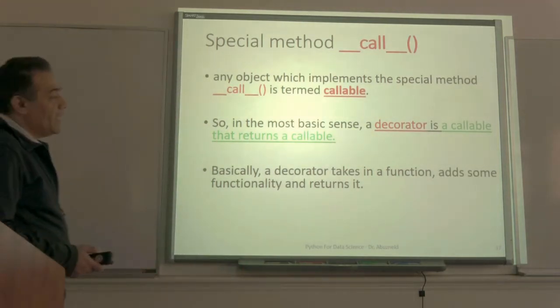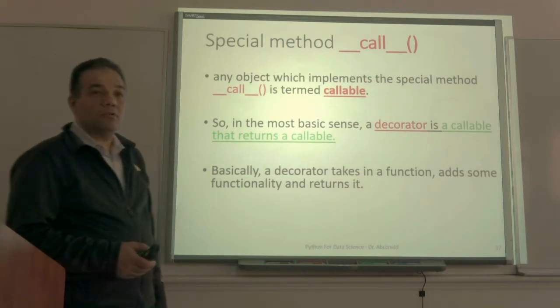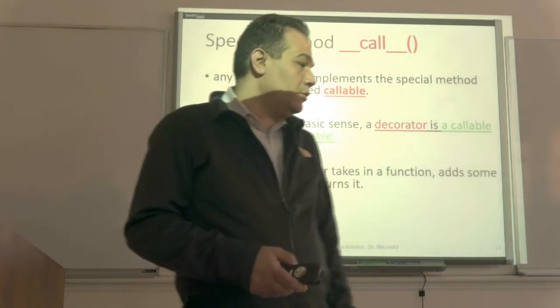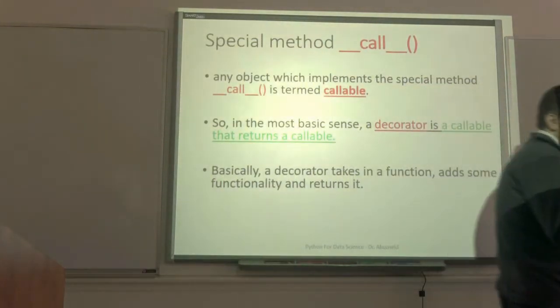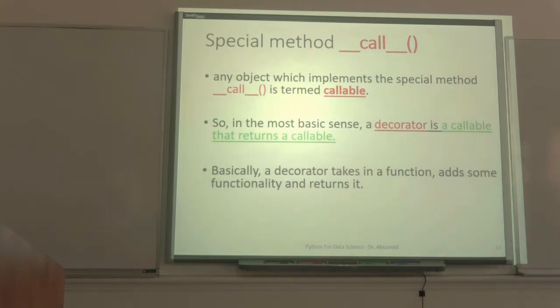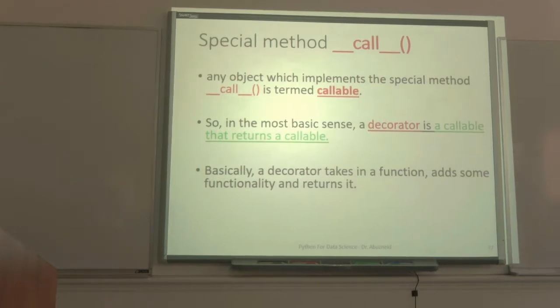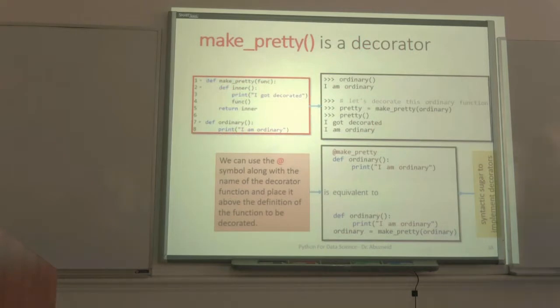So basically, the decorator takes in a function, adds some functionality, and returns it. Decoration, right? So you take a function, you decorate it a little bit, and you return another function. Make sense? An example will make it more clear. So what is a decorator? It is a function that adds some functionality to another function and returns it. All right? Okay, so let's take an example.